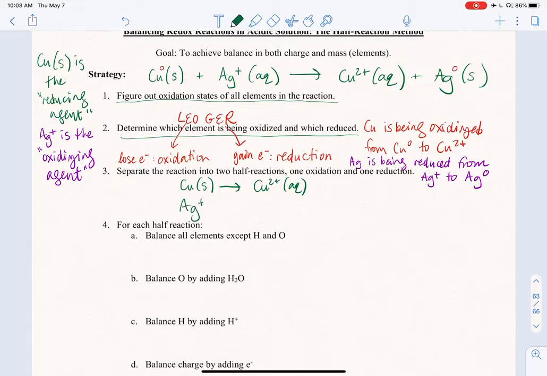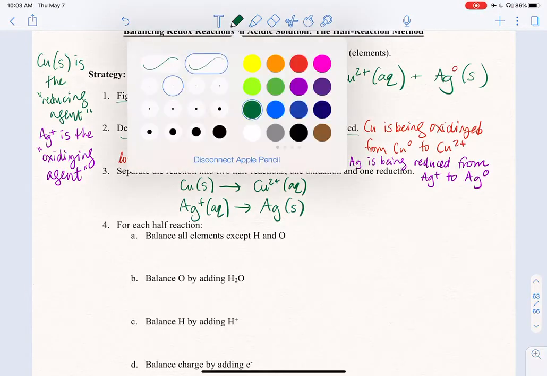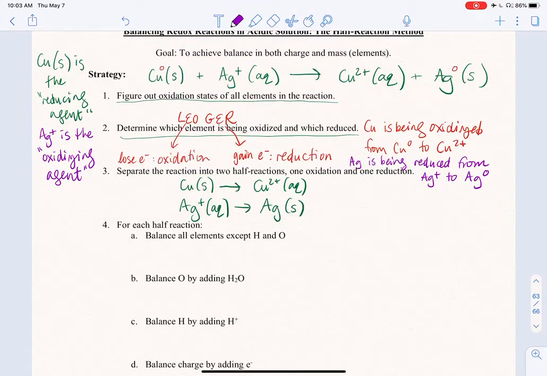So I can just take that whole reaction and split it into 2 half reactions. On the top here, I have the oxidation half reaction, and on the bottom I have the reduction half reaction.